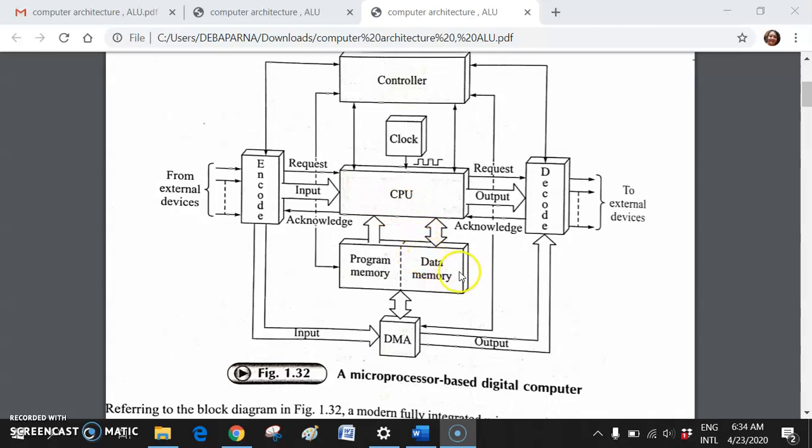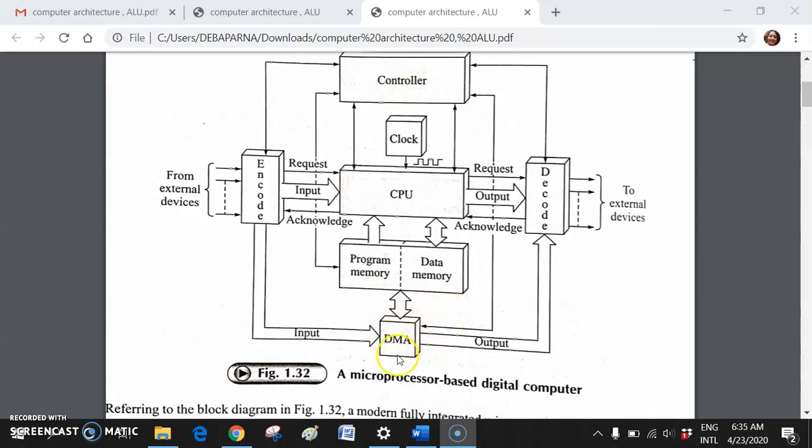So this is program memory and this is data memory. In data memory, the data are stored. Suppose in a particular program you have stored the data here, and next you are using that data in another program. It may also happen. So in that case, this is basically bidirectional communication. That means data is coming. Suppose there is no DMA, direct memory access.